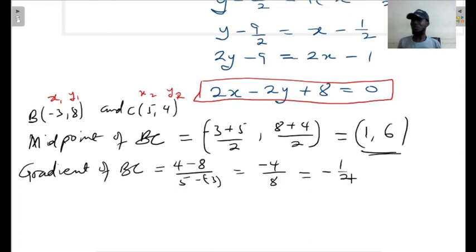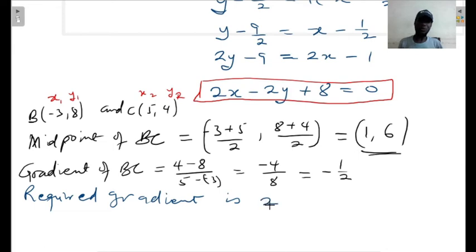So we can just call that M2. We multiply this by this to equate it to negative 1, and we will see that it will be positive 2. Required gradient is positive 2, because when we multiply positive 2 by this negative 1, we will get negative 1, which is the case when you multiply the gradient of two perpendicular lines.